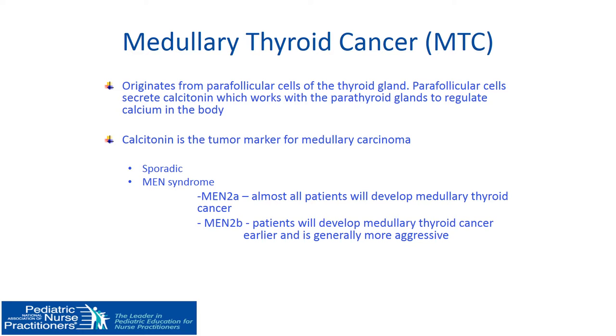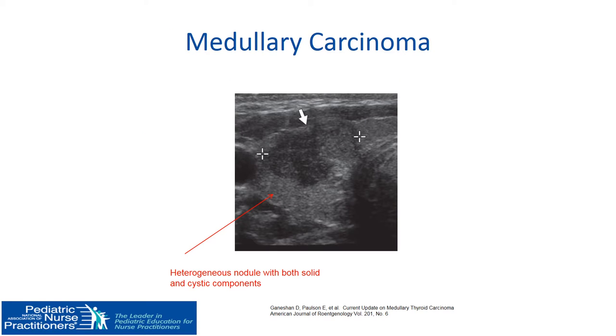Okay, so this is just a nodule. It's not the whole thyroid gland. In medullary thyroid carcinoma, the nodule will be heterogeneous, so it has solid components, and the white in the middle is cystic components, and that's significant of a medullary carcinoma.